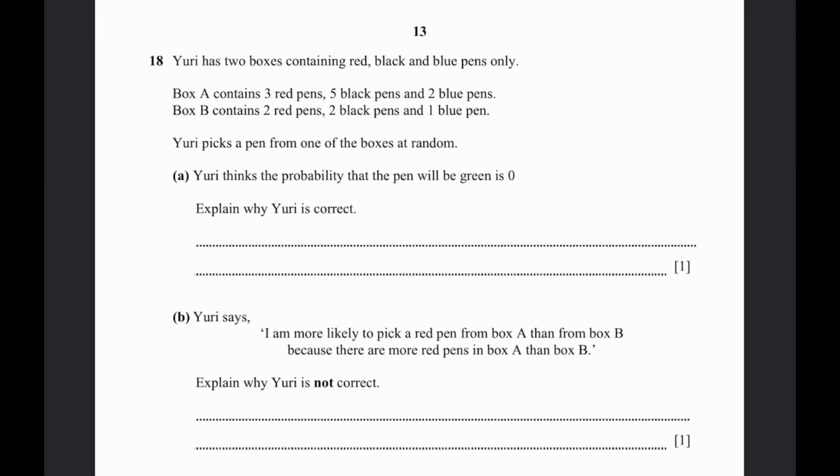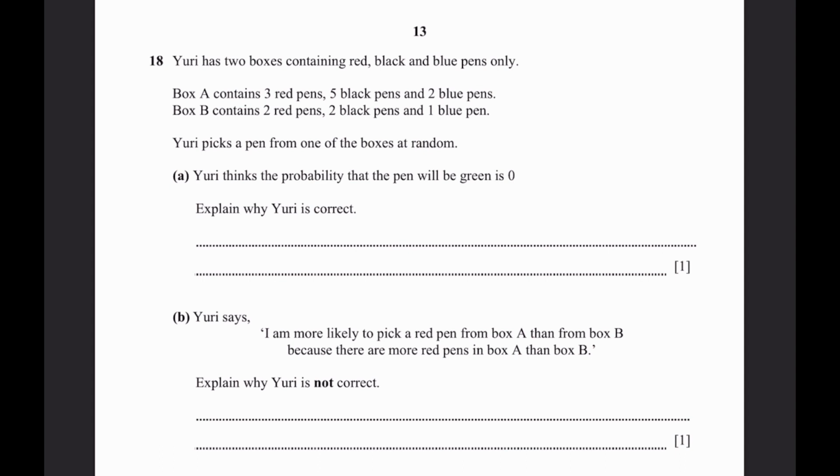Question 18. Yuri has two boxes containing red, black, and blue pens only. Box A contains 3, 5, and 2 red, black, blue pens, respectively. Box B contains 2, 2, 1 in red, black, and blue, respectively. Yuri picks a pen from one of these at random. A. Yuri thinks the probability that the pen will be green is 0. Explain why Yuri is correct.